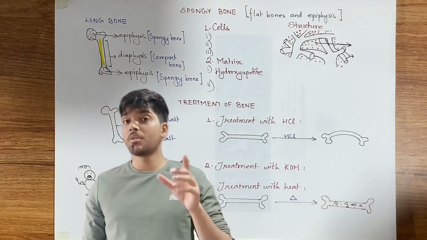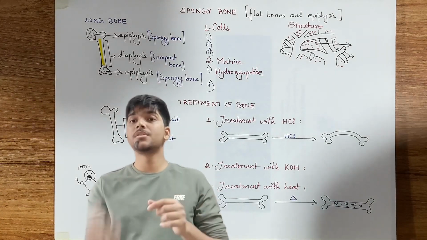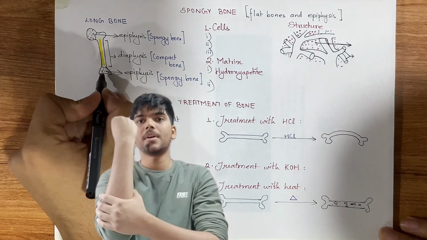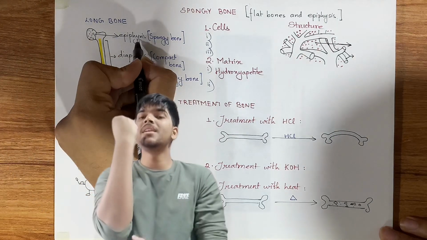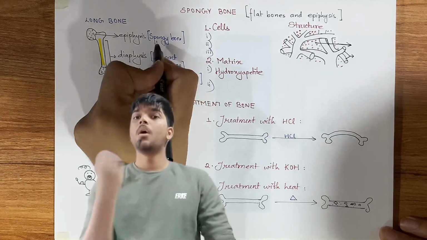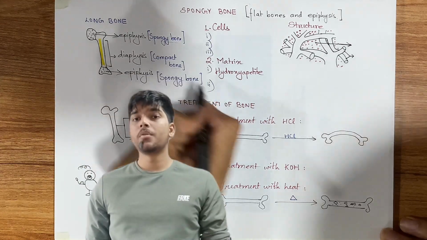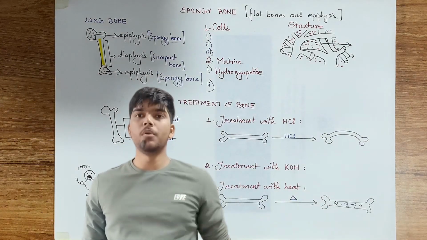I've already shown you the structure of long bone, which contains two knob-like structures at the two ends called epiphysis and a middle shaft or diaphysis. The epiphysis region contains spongy bone, while the shaft or the diaphysis contains compact bone. What we are going to deal with is the spongy bone.